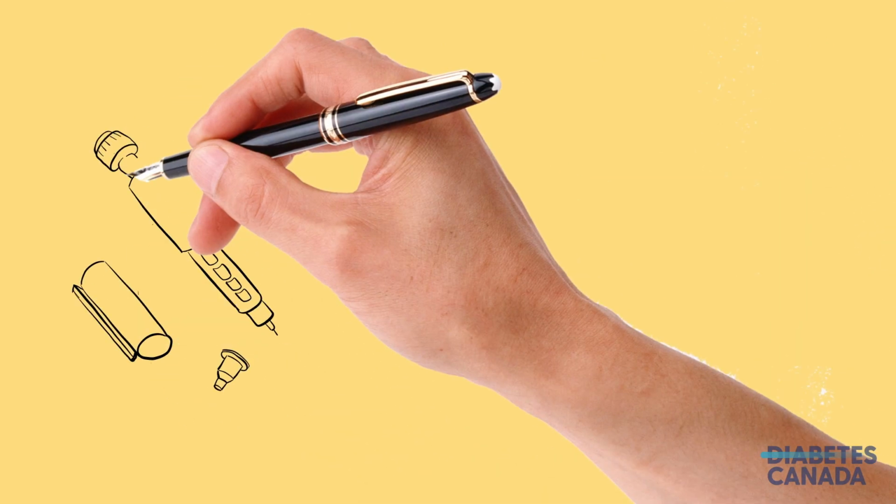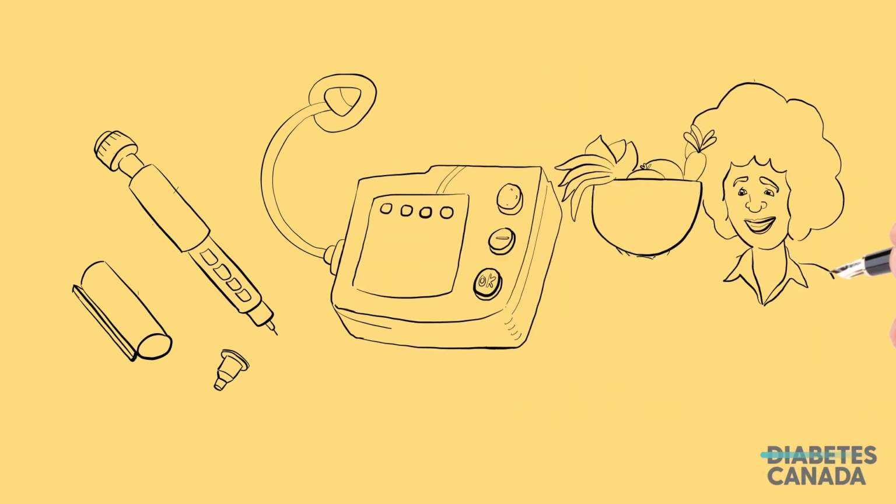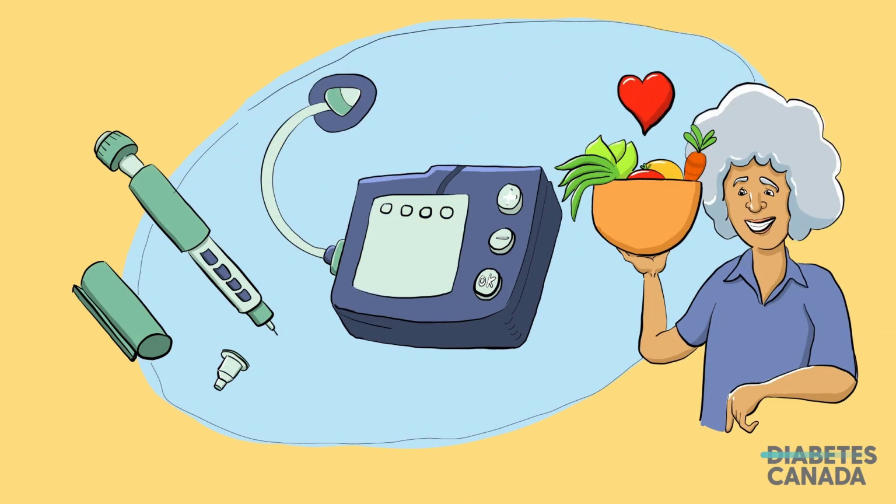People living with type 1 diabetes require insulin to live, which can be administered through injections or a pump. Healthy behaviors, monitoring, education, and support are also key to the management of type 1 diabetes.